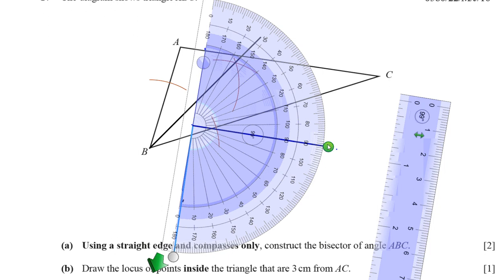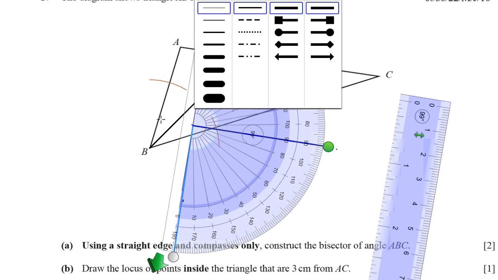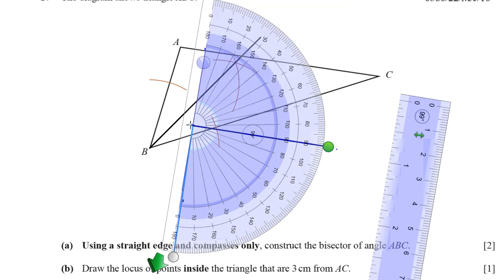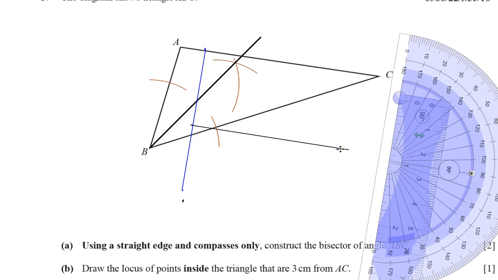Okay, so what I'll do is I'll just draw the line right over it. I'll just draw a line like that. Okay, now I'll take this out of the way. So that line is what I need, but I need it only inside the triangle.